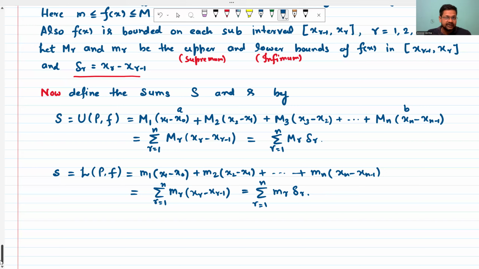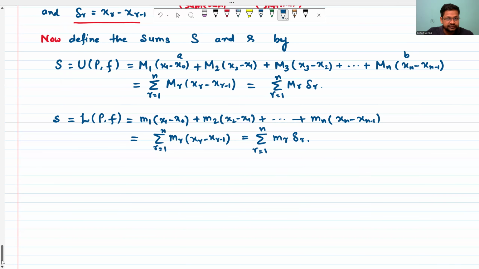You just remember it, because in the previous lecture, when we were writing the oscillatory sum and the oscillation, the difference between the supremum and infimum was denoted by delta. But here delta is the length of the interval, so you should just learn delta as defined to be the length of the interval. You can use another symbol for that. You can also picturize this if you want.